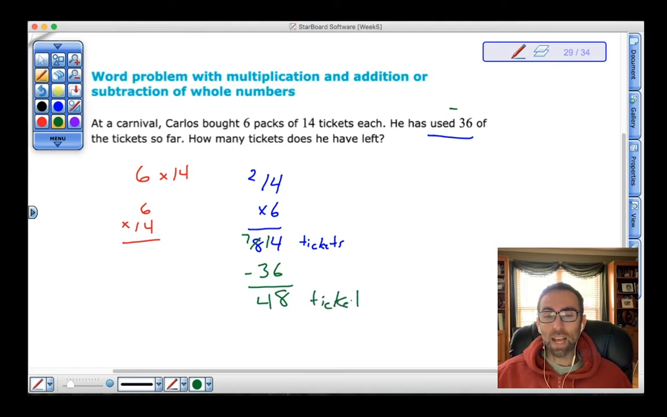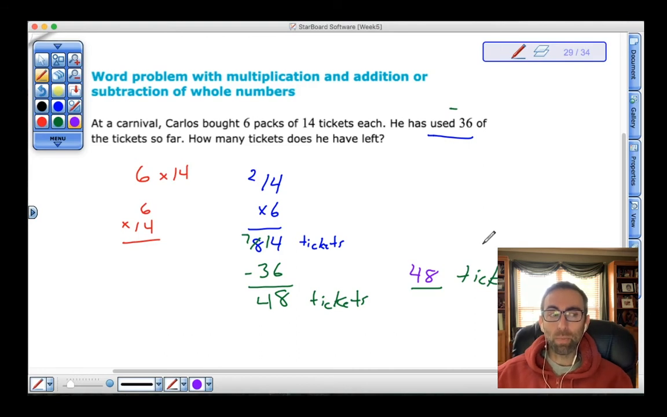And just like the last example I showed you, in Schoology, the answer will be written down as blank tickets. And your job is to come over and put the number in there, so the only thing you would have to submit would be 48. You don't have to write 48 tickets, because then if it already says blank tickets, you're actually telling me the answer is 48 tickets. And that's not necessary.